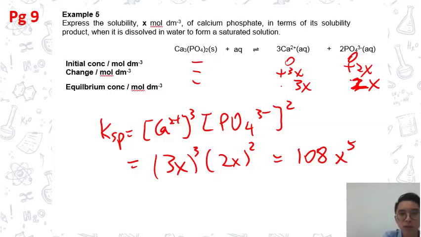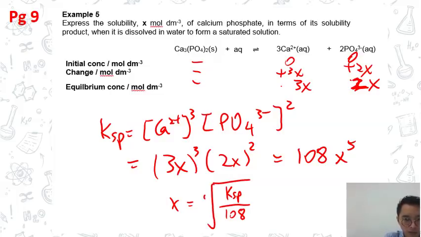Okay, so they want you to represent the solubility in terms of the KSP. So X would be equal to KSP over 108 root 5. Okay, next I want to introduce a new concept called ionic product.